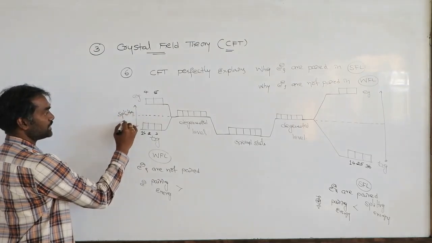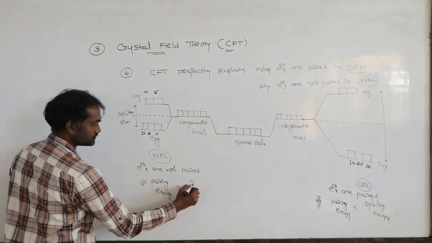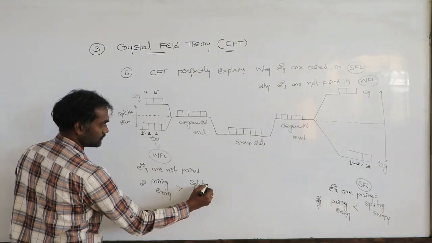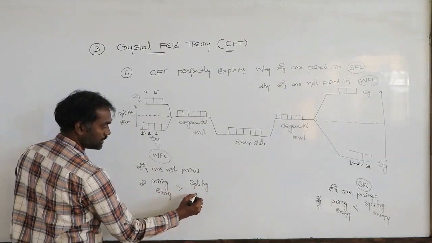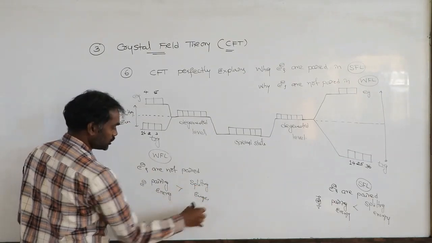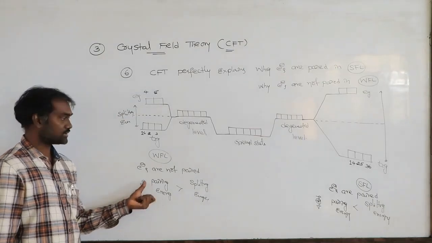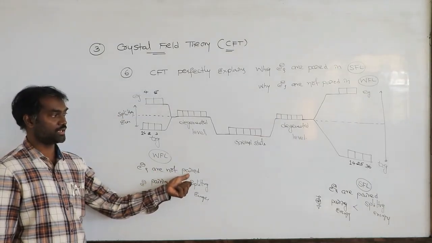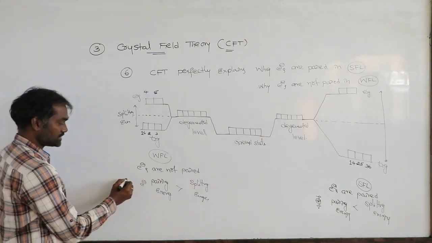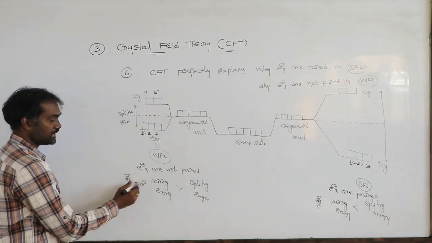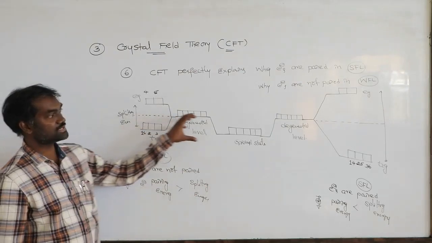This is a splitting energy, the d orbital splitting energy. So here the highest energy is there, so that's why electrons are not pairing. So in a one-word question, this is your answer. This is for entrance, this is the theory.